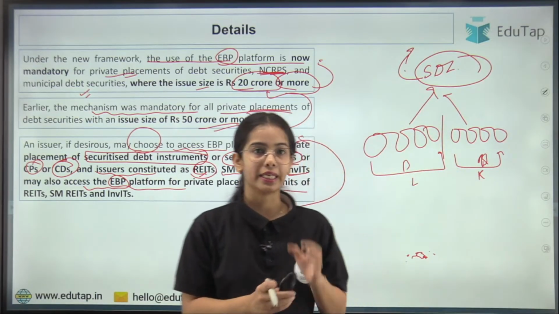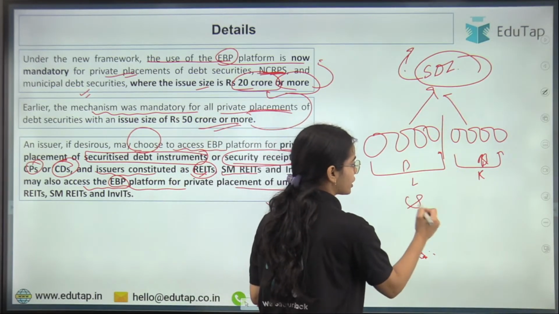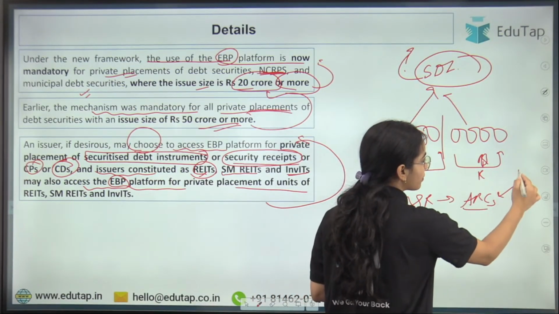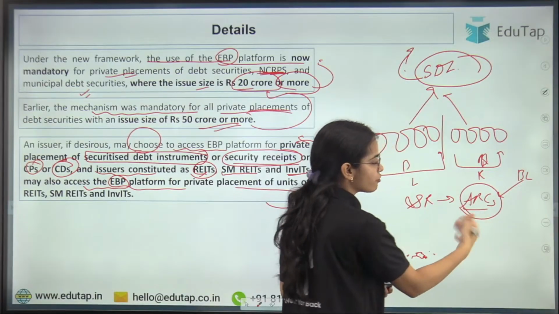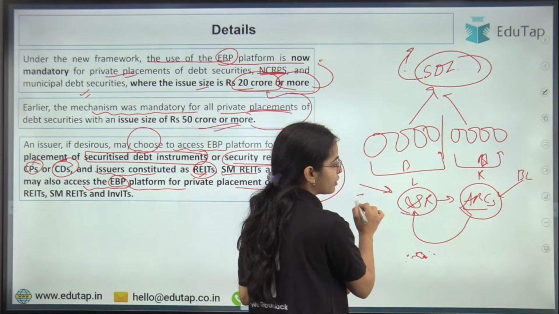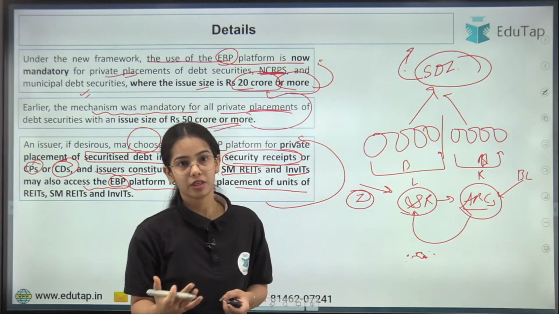Okay. So this is the idea. Yes. So security receipts, they are issued by the asset reconstruction companies when they want to buy a bad loan and they do not have enough money. So they issue the security receipts to raise the money from the investors. This is the idea. Okay.